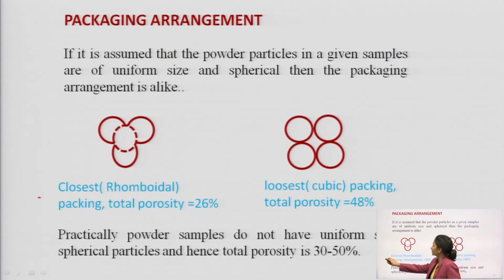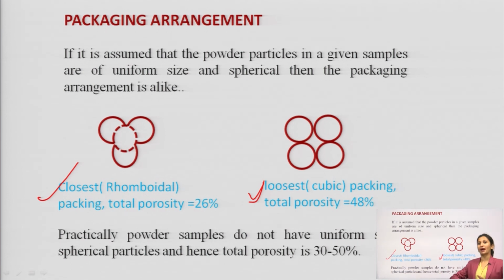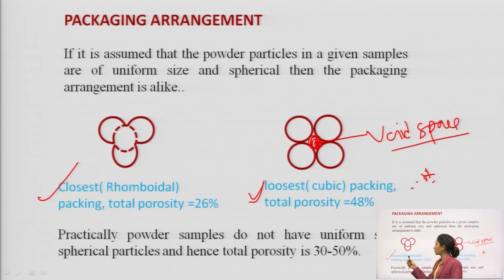One is the closest packaging without any void space, they will occupy the minimum space. Second one is the loosest packing, they will spread out and occupy as much as they can. So when you cover the maximum area of the surface, what will happen, there will be void space, that is known as the void space. And in case of the closest or rhomboidal packaging there will be no void space, the compact packaging, and this is the loosest packaging.